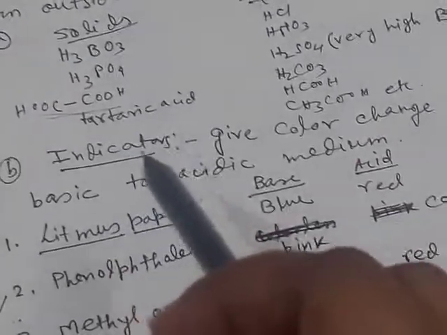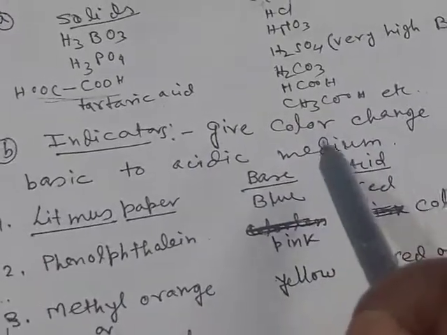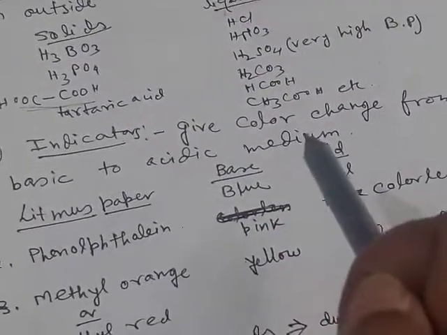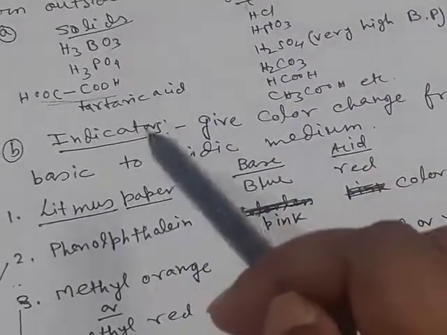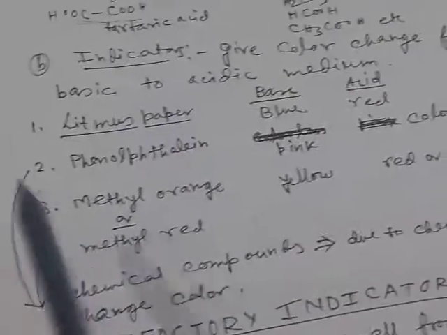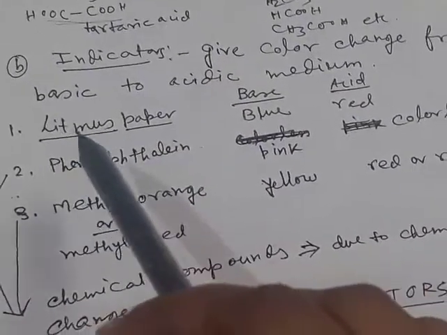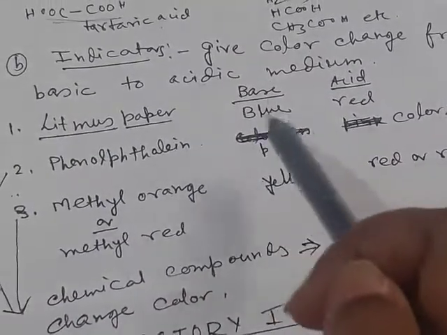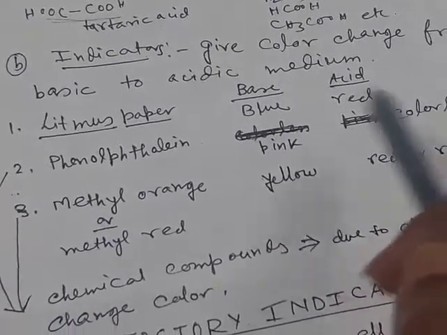Now indicators. Which are indicators? Indicators are the substances which change color from basic to acidic medium. There are different indicators known. Number 1, litmus paper. Litmus paper shows blue color in basic solution and shows red color in acidic solution.